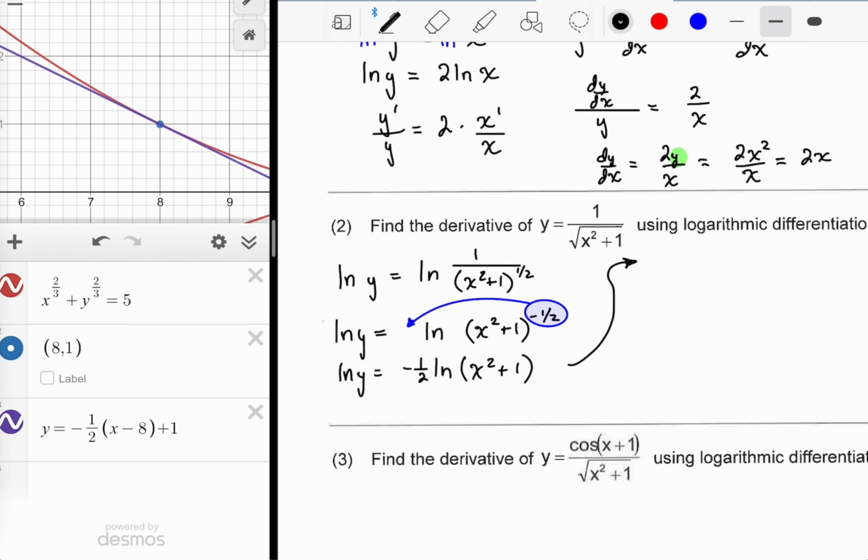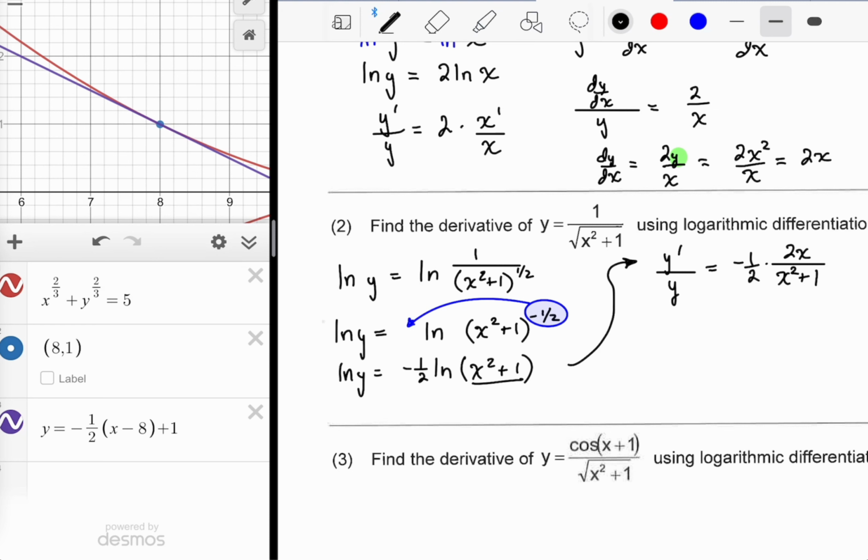Ln of y has the derivative of y prime over y. Now, because we know y prime is the same as dy dx, we don't actually have to rewrite it in terms of dy dx. Ultimately, we want to solve this for y prime. Whether it's in the form of dy dx or not, it doesn't make a difference. We just want to figure out what the derivative is using whatever notation makes sense. On the right-hand side, I have my negative 1/2 multiplied by the derivative of this, which is 2x, over the expression itself.